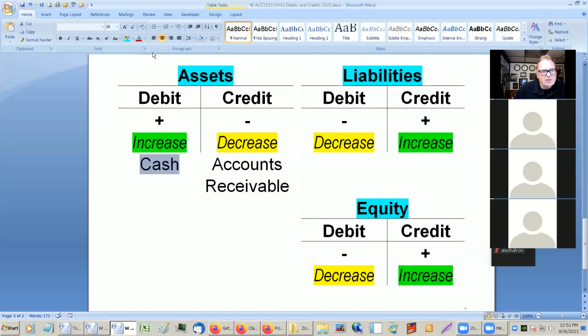So for the one that we just did, the cash is going to go up. It's going to be a debit. And the accounts receivable, also an asset, is going down. So you need to figure out where it fits in the thing here.